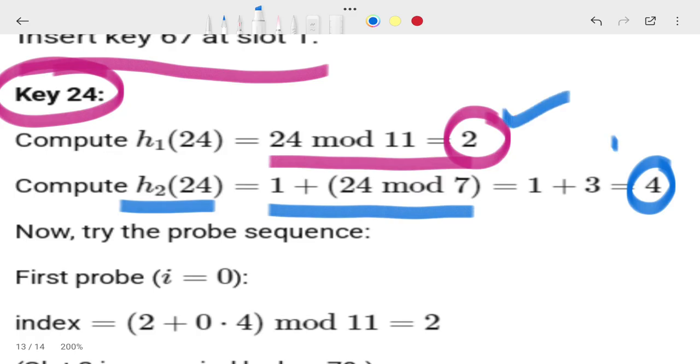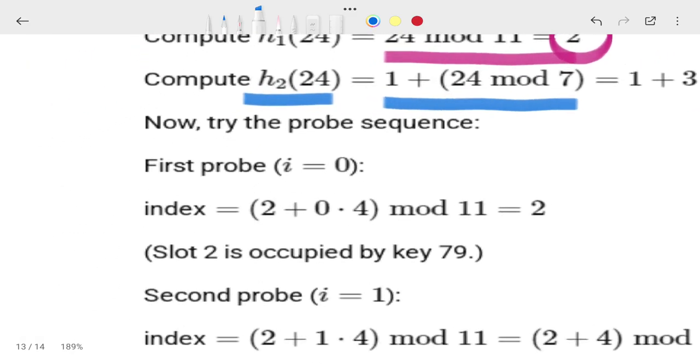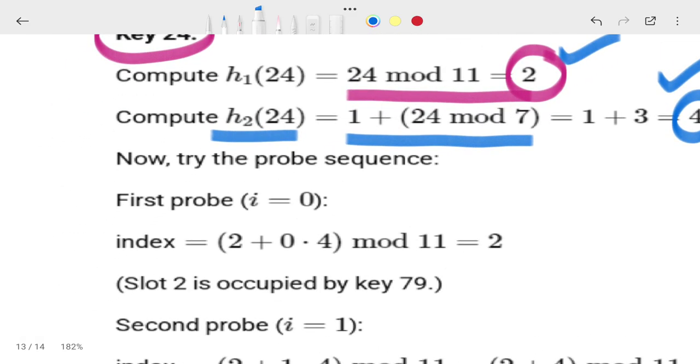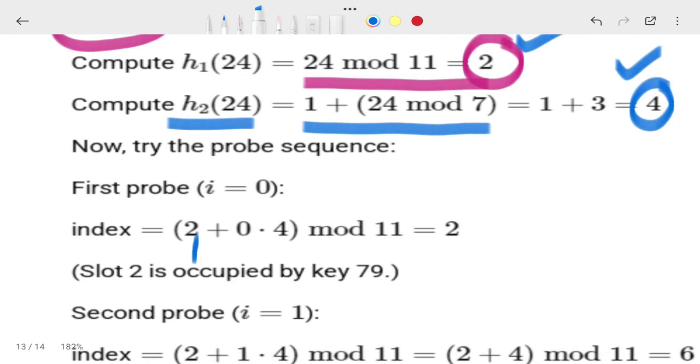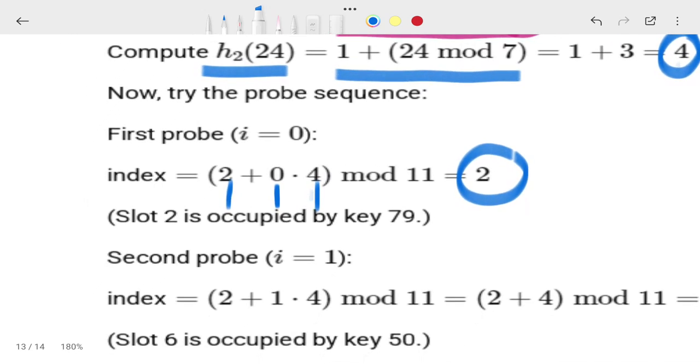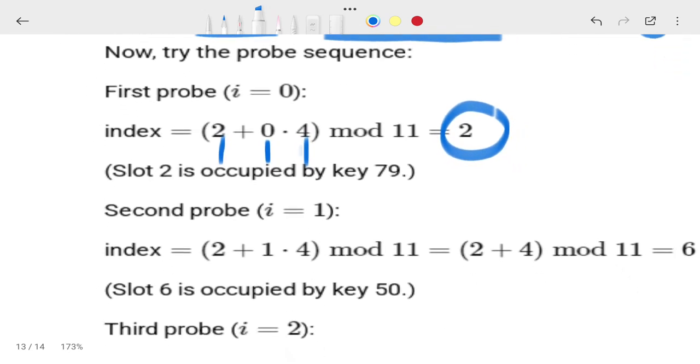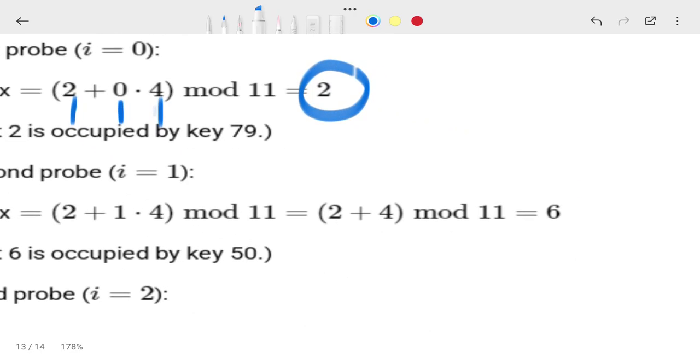I will add this and this, where the first value is equal to 2. First value is equal to 2 plus i into this, 2 into 4, and the value is equal to 2. This is already, there is a problem. So 1 square, then 1 into 4. 1 into 4 is equal to 4 plus 2 is equal to 6.